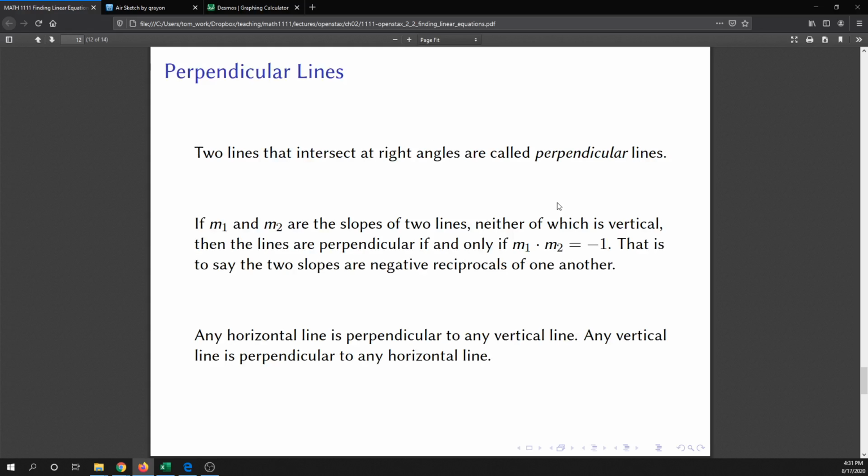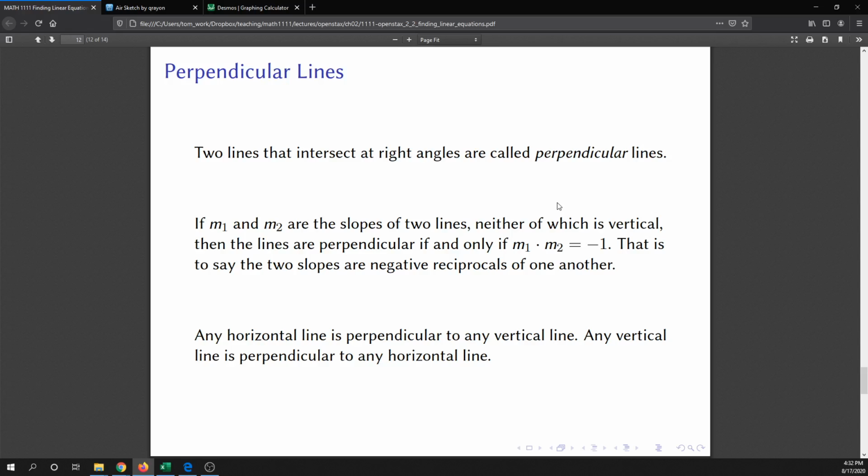All right, next up are perpendicular lines. So 2 lines that intersect at right angles are called perpendicular lines. So if M1 and M2 are the slopes of 2 lines, neither of which is a vertical line, then the lines are perpendicular if and only if M1 times M2 is negative 1.